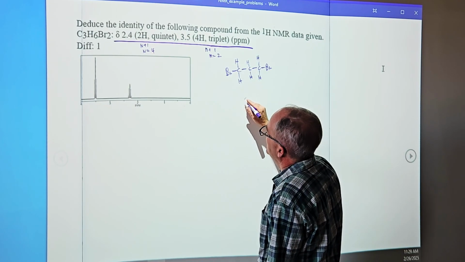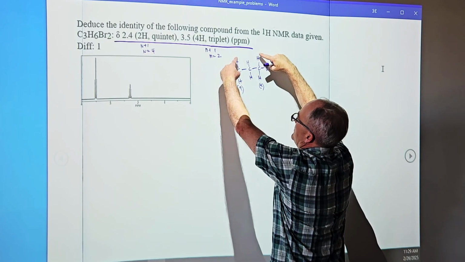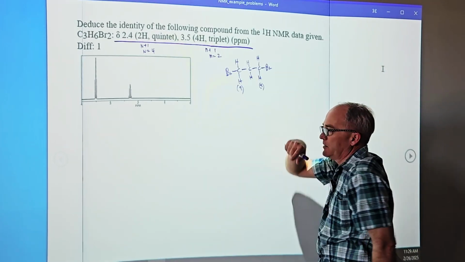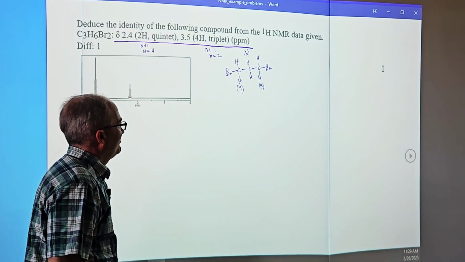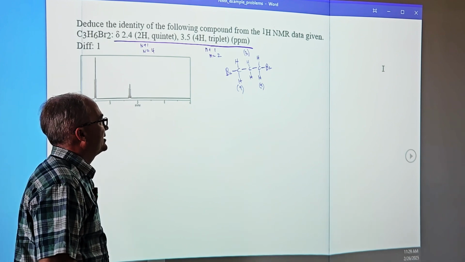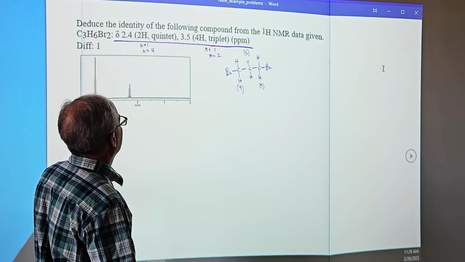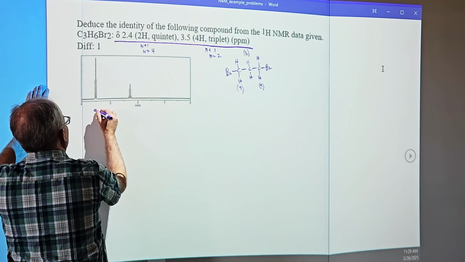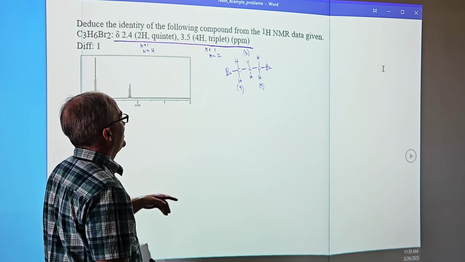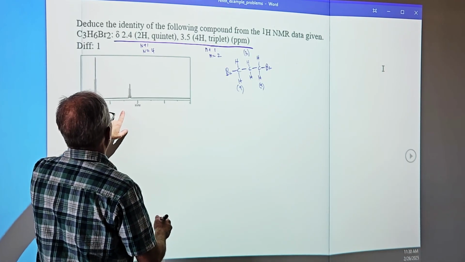So I'm going to label these A. These are in the same chemical environment. They're going to give rise to a signal. This one here is in the same chemical environment. It's going to give rise to a signal. I'm not sure I like this. No, I like it. A is the furthest down, most deshielded. These are the most shielded, and that's the triplet.